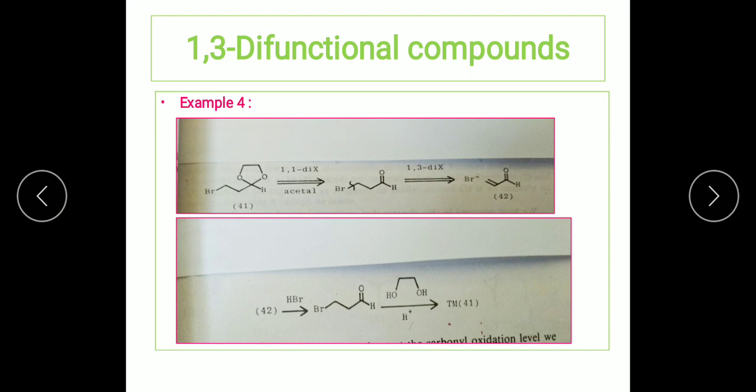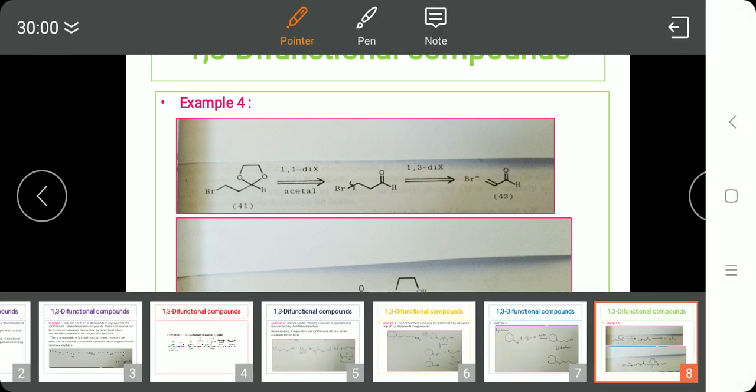So now here we have the central carbon atom which is attached to two oxygen groups. Hence we are going to conduct the 1,1 disconnection for this target molecule, that is the acetal. Then we're going to write down the acetal below the retrosynthetic arrow. Once the disconnection is conducted, it is going to give rise to a bromoketone.